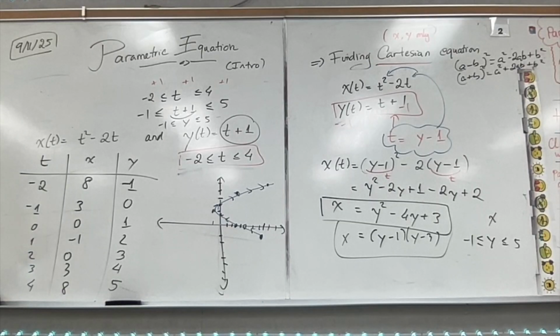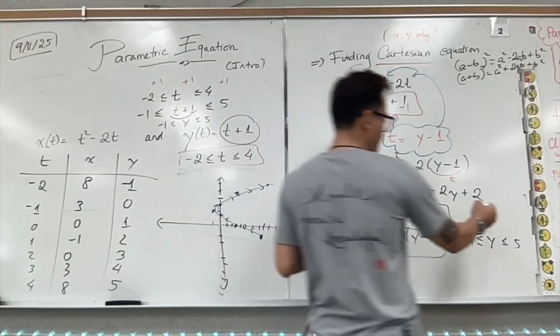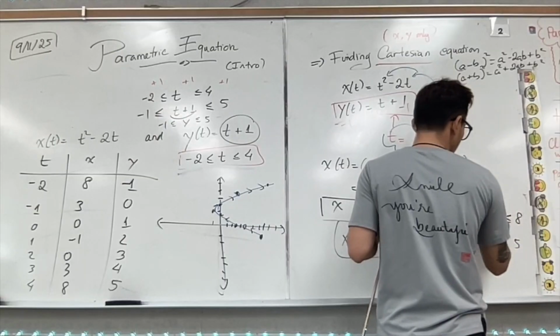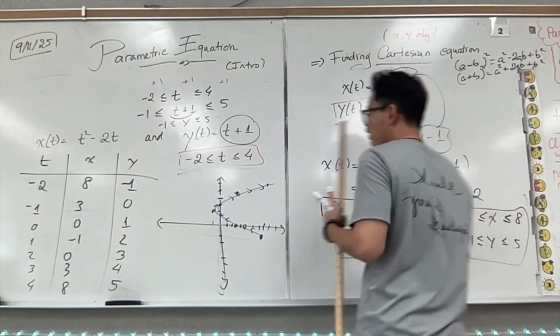8. Yeah, 8 is correct. But how about the other bound? How did you get that? 8 and -1. How did you get that?